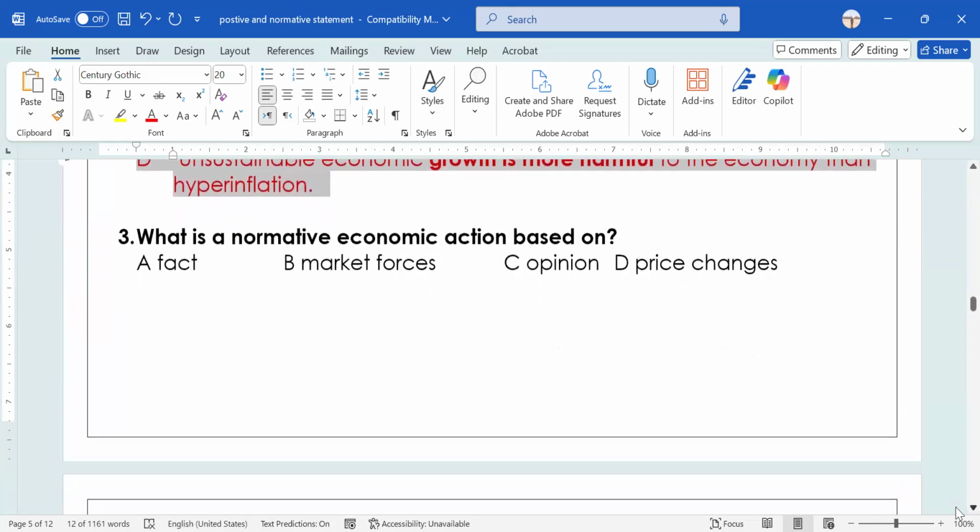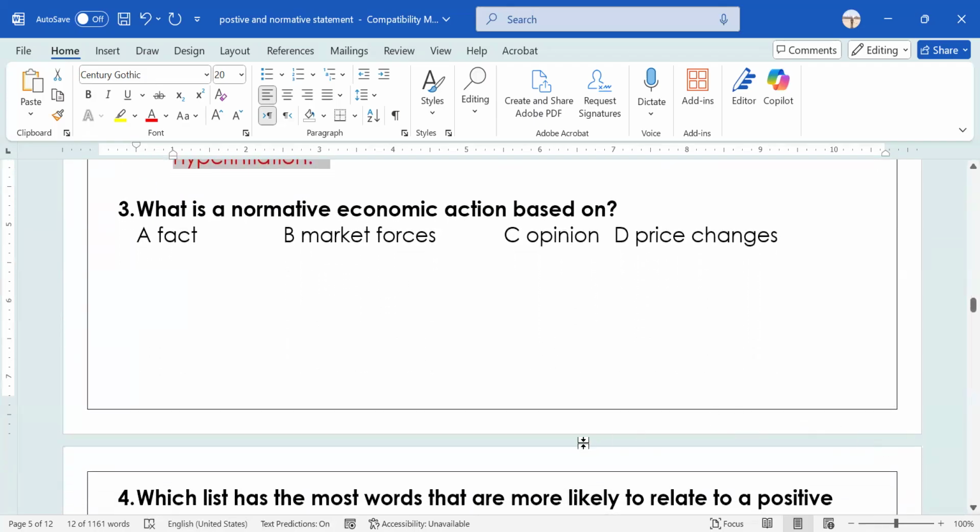Okay, the third question is, what is a normative economic action based on? So obviously the answer is letter C, opinion. Why? Because a normative economic action is based on value judgment. And when we say value judgment, it's about someone's belief about what should happen in the economy. So it's all about the opinions, not really the facts.